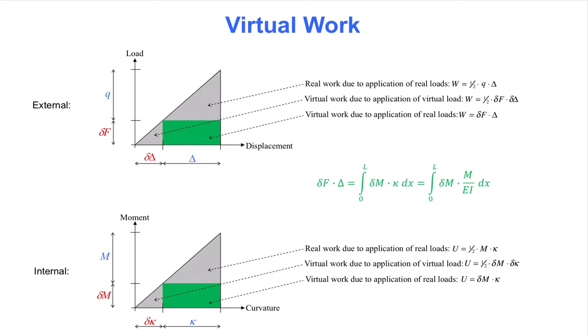The magic of this formula is that we can apply a virtual force, delta F, anywhere on the structure, and solve for the real displacement, delta, for any kind of loading on the structure. We always let delta F be equal to 1, so that we directly find the displacement, delta, on the left-hand side. Notice that the right-hand side is the integral of virtual moment times real curvature. That is observed directly from the rectangle in the bottom figure.